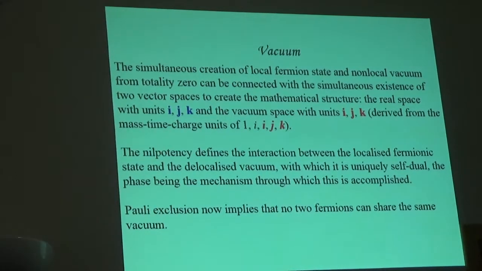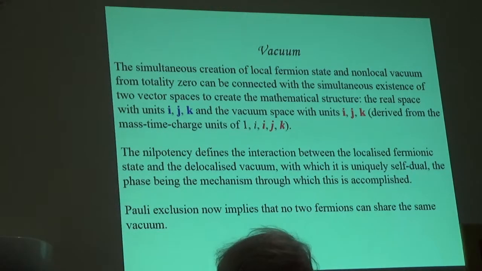And I'm saying this is what having two vector spaces is all about. We create the fermion in one space and the rest is in vacuum space. So the nilpotency defines the interaction between the localized fermion and the delocalized vacuum with which it's uniquely self-dual. And the phase is the mechanism through which this is accomplished. Another way of saying Pauli exclusion is no two fermions can have the same vacuum.